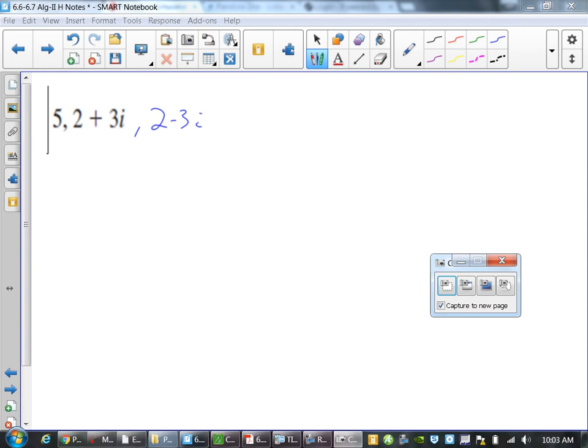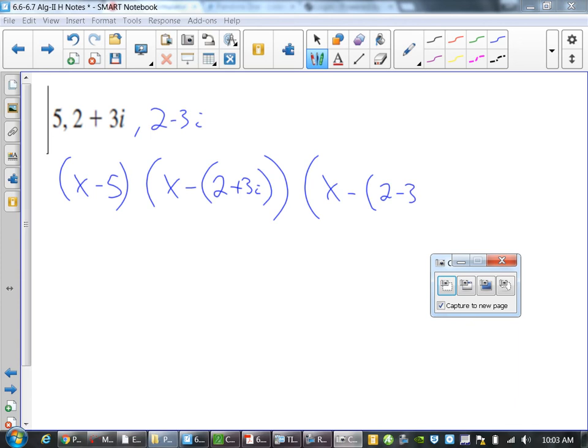Okay. So here's what happens. First one's easy. It's x minus 5. The second one, we have x minus the quantity 2 plus 3i. And then the other one is x minus 2 minus 3i. Remember, I'm just subtracting that zero, just like we have that. It just so happens that this zero has 2 parts to it.